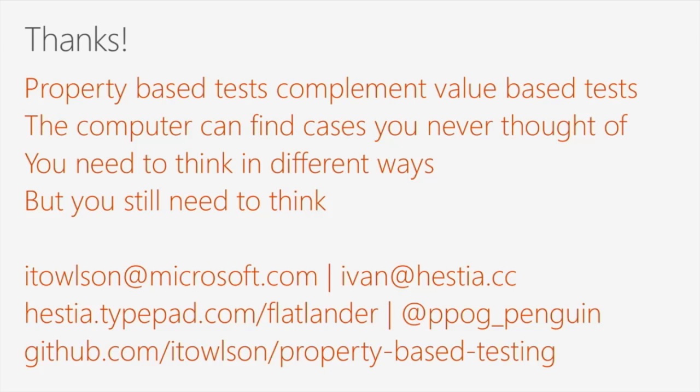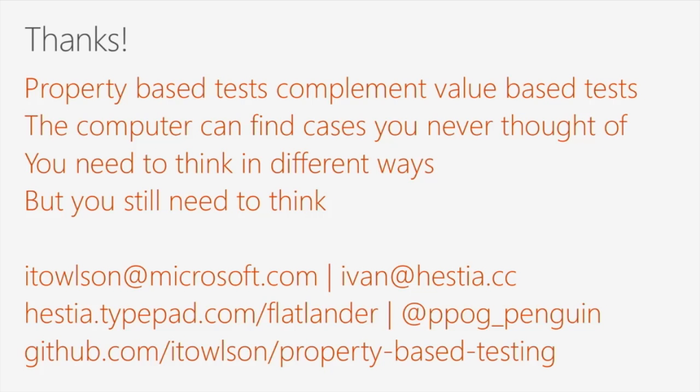So what are the takeaways from this? Firstly, property-based tests complement value-based tests. They're not a replacement for value-based tests. You should still be describing what your expectations are for common test values, just for your own sanity's sake and for readability in many cases. But the computer can often find cases that you never thought of. I've had numerous examples where I've used this technique and it's turned up errors in my code that I just didn't even think about. Just edge cases that I hadn't even considered testing for.